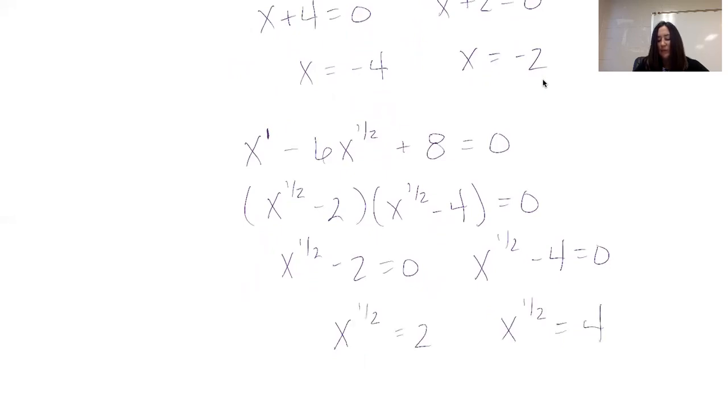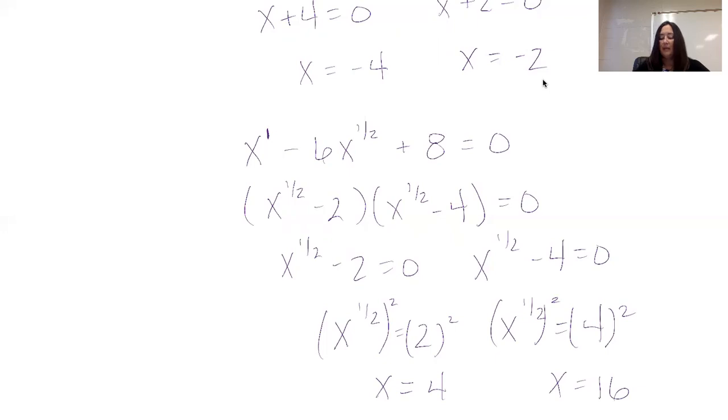To solve this, when we have a 1/2 power, it's like a square root. So to get rid of that, we're going to square both sides. And so we would get x equals 4 and x equals 16.